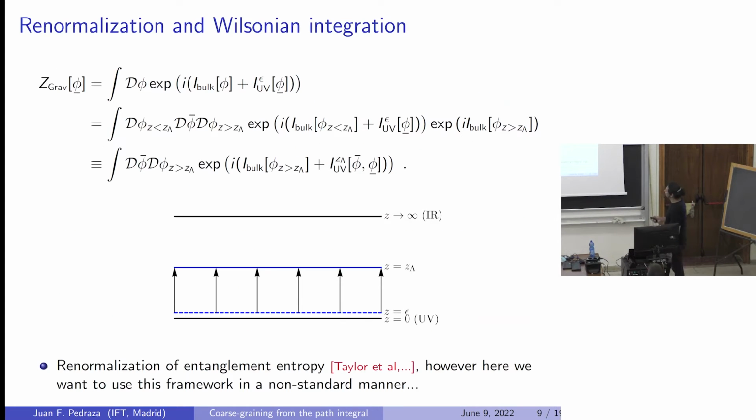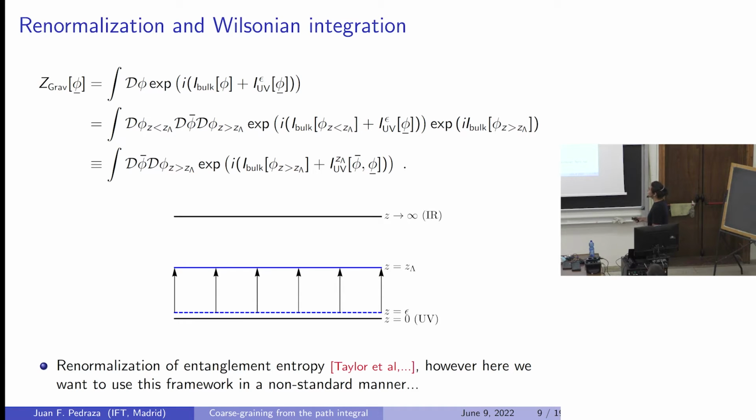So in a figure to illustrate this, here I'm drawing what I'm really doing. If you imagine this is the radial direction, like in Poincare coordinates, where z equals 0 is the UV and z to infinity is the infrared. You can also have a black hole, in which case you have a horizon here. But the idea is that you perform this path integration up to some cutoff, and then you arrive at an effective action.